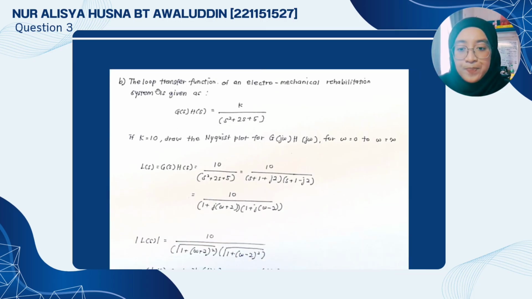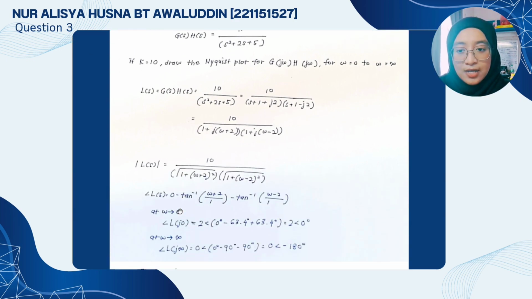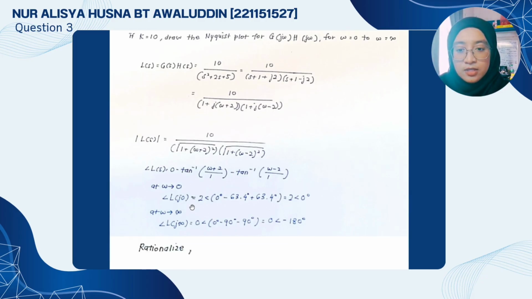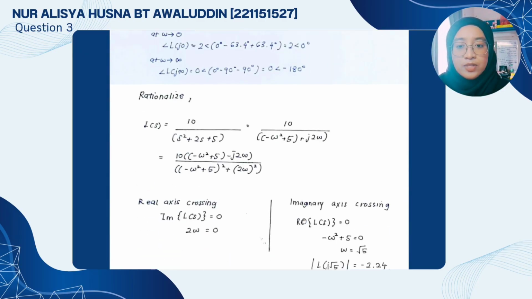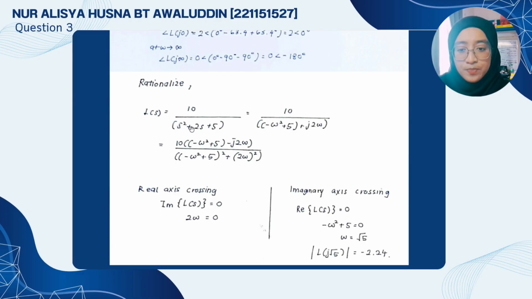down to infinity. For question B, we need to find the loop transfer function of the system if the gain is 10. For this, we need to do it step by step, starting with first, we need to factorize the equation and change S to jω until we get this. Step 2, we need to find the frequency approaching 0, where we get 0 degrees, and the frequency approaching infinity, where we will get negative 180. Next, we rationalize the equation and find the real and imaginary axis crossing.